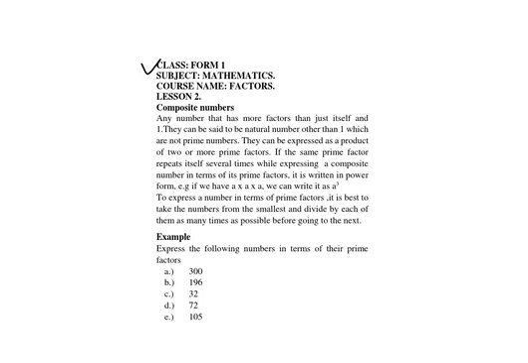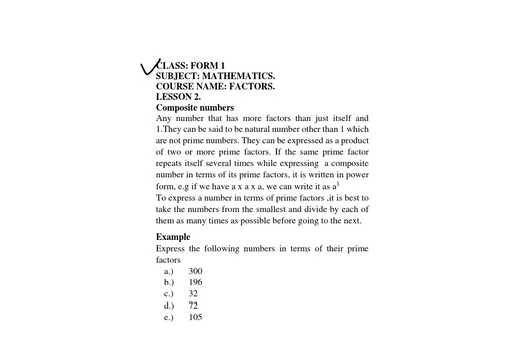I'm taking you through the topic factors, and in this lesson we'll be looking at composite numbers. Any number that has more factors than just itself and 1 is called a composite number. They can be said to be natural numbers other than 1 which are not prime numbers, because we said that prime numbers have only 2 factors, that is 1 and itself. Composite numbers can be expressed as a product of 2 or more prime factors.